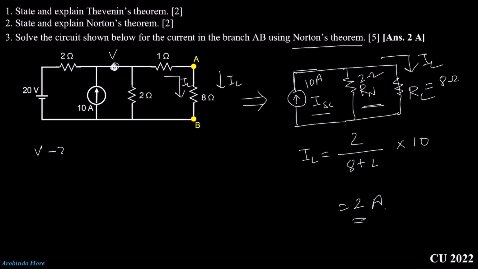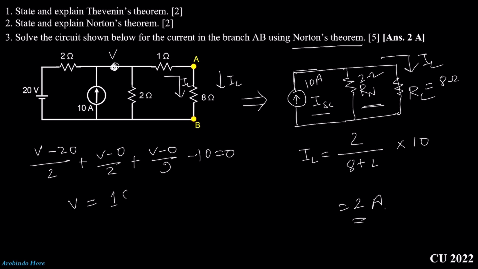We can write down (V minus 20)/2 plus (V minus 0)/2 plus (V minus 0)/9 minus 10 equal to 0. If we solve this equation, we will get V equal to how much? V equal to 18 volt. As V equal to 18 volt, what will be the value of IL? IL will be 18 divided by 9, here 1 ohm and 8 ohm are in series. So that means equal to 2 ampere.